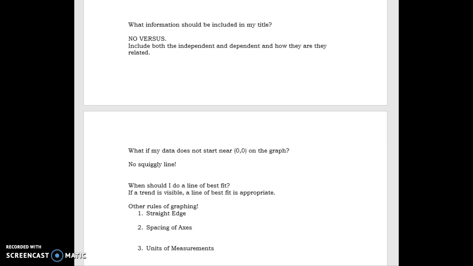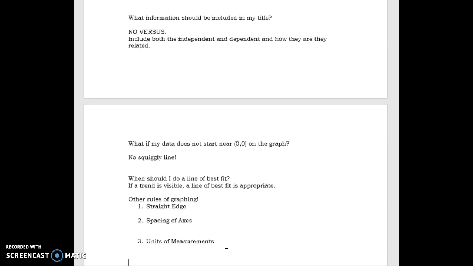Spacing of the axes, from the origin out to wherever the last data point is, your axes between those numbers should always be the same. So every square on a graph that is handwritten should represent the same unit of measurement. Speaking of unit of measurement, you should have units on anything that has, whether it's length, whether it's mass, whether it's volume, anything that you know is going to have a measurement. You need to tell the individual temperature, better have something like, is it Celsius or Fahrenheit? Is it milliliters? Is it gallons? Things like that. So those are all other rules of graphing.